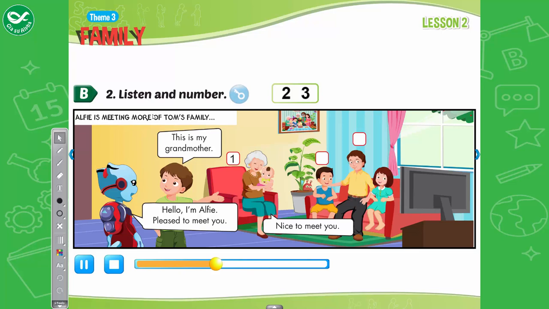Two. This is my uncle. Hello, I'm Alfie. Pleased to meet you. Nice to meet you, Alfie. Three. And this is my cousin, Bill. Hello, Bill. I'm Alfie. Nice to meet you. Hello. Nice to meet you, too. And this is Alex, Alfie. Hi. He likes you, Alfie.